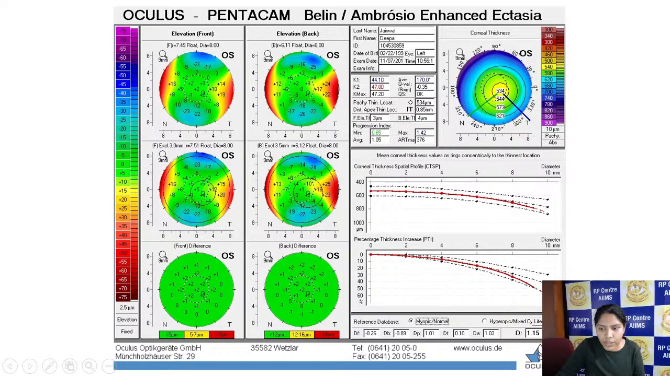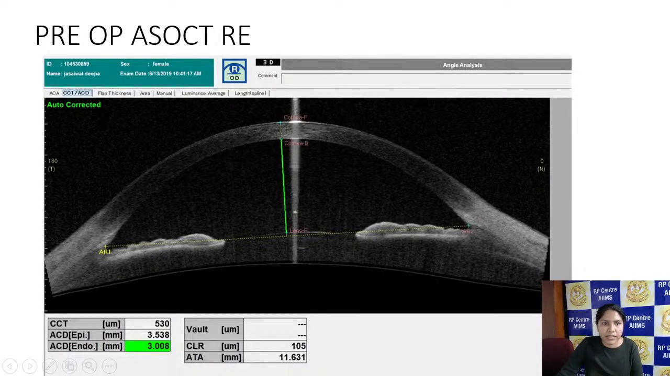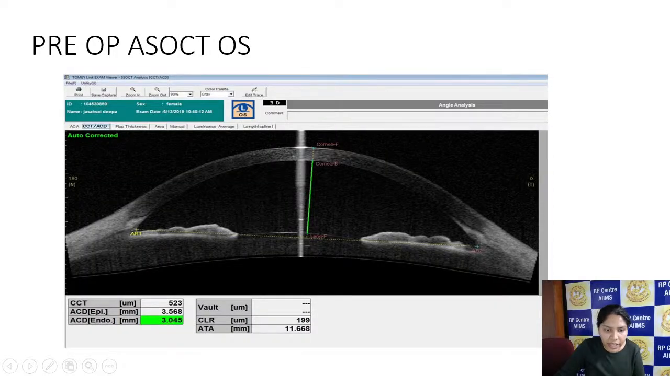The D value in this case is 1.15, and we have a normal bad map in both the anterior and the back surface, and the red line is within the 2 standard deviations. This is the ASOCT map for the right eye, in which we can see the endo-ACD, which is the distance from the endothelium of the cornea to the anterior surface of the lens, which was 3.008 for the right eye, and for the left eye it is 3.045.